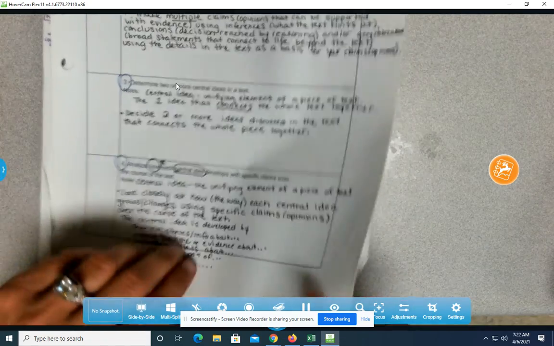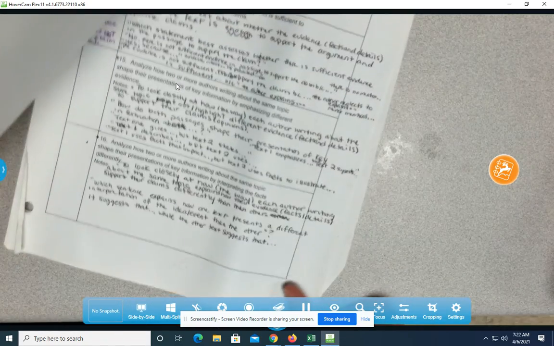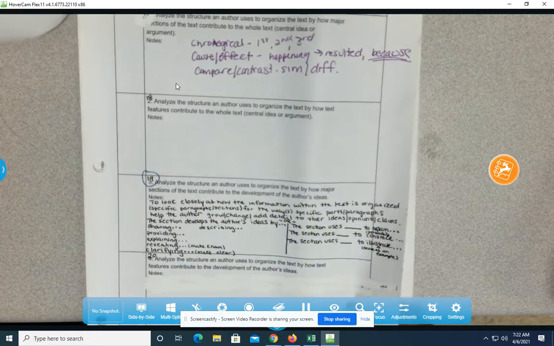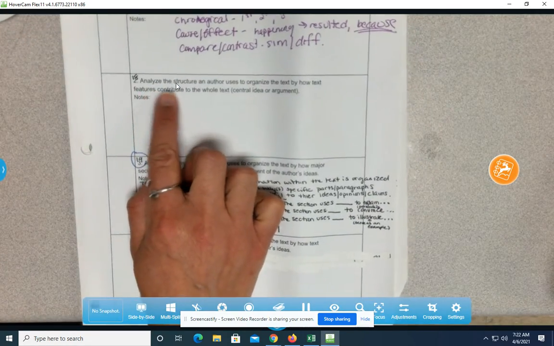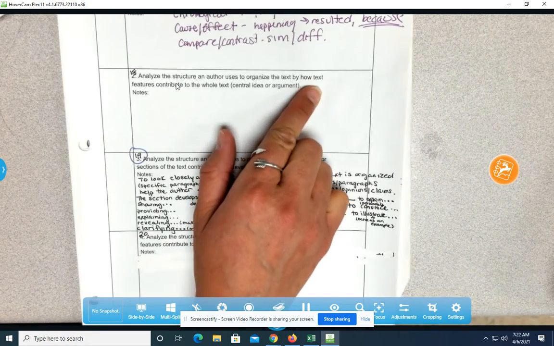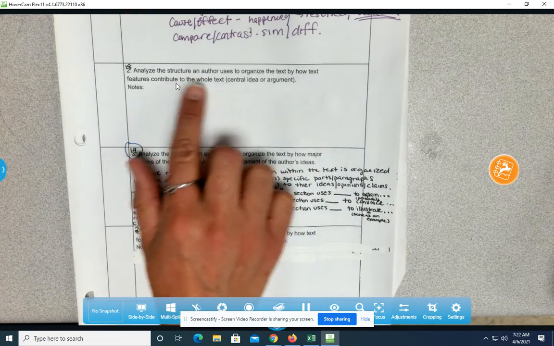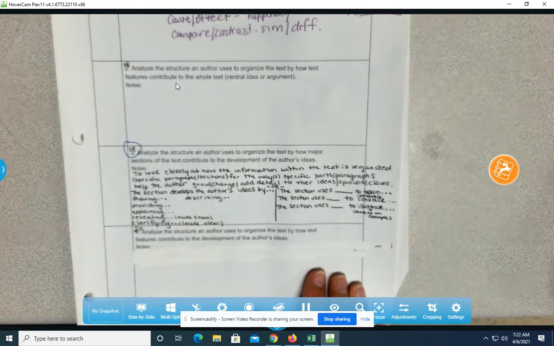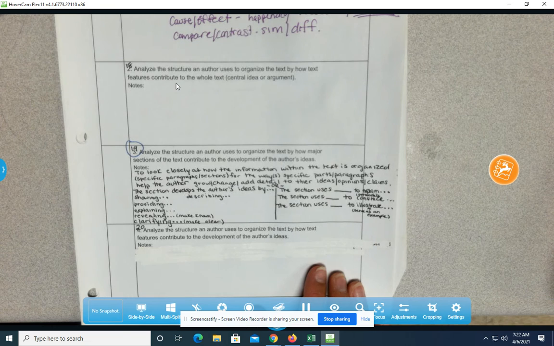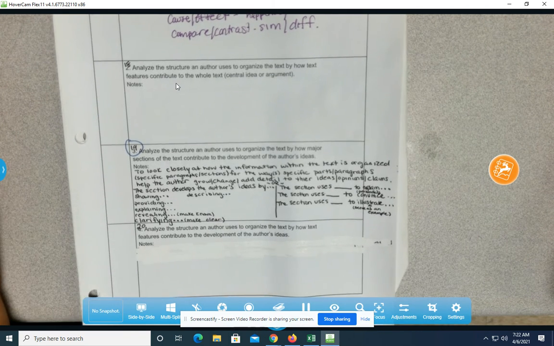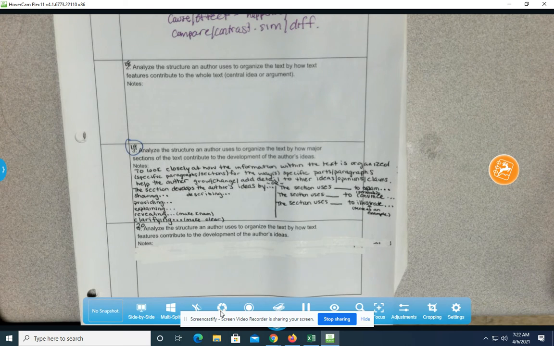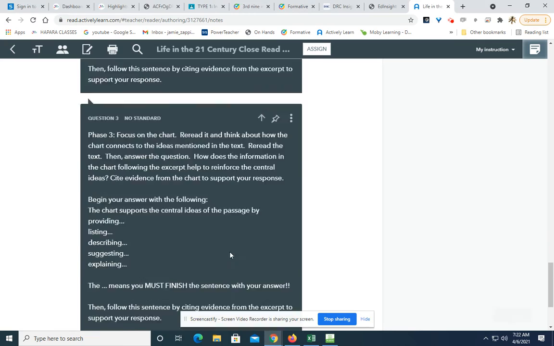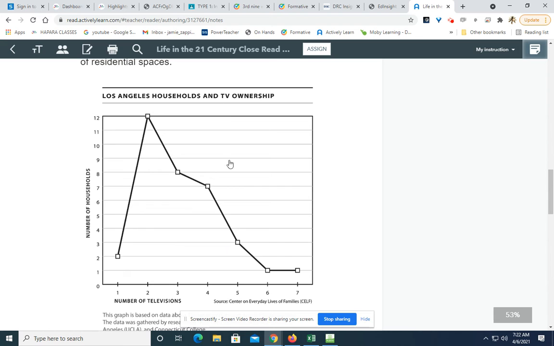In phase 3 of the close read, we're focusing on learning target number 18. And learning target number 18 is to analyze the structure the author uses to organize the text by how text features contribute to the whole text. So you want to look at, in this case, the specific text feature of the chart. So we're going to look at the chart here as a text feature. There's multiple charts throughout the text, but we're focusing in on this specific excerpt.